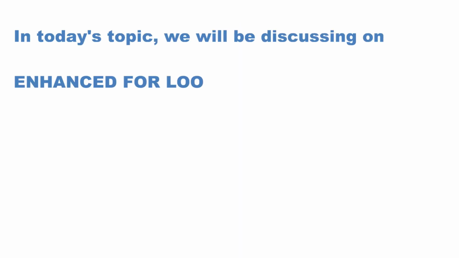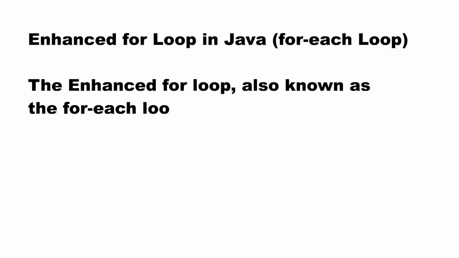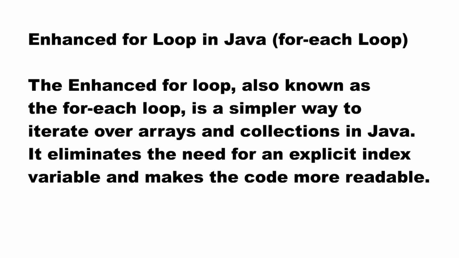In today's video we'll be discussing the enhanced for loop in Java. The enhanced for loop, also known as the for-each loop, is a simpler way to iterate over arrays and collections in Java. It eliminates the need for an explicit index variable and makes the code more readable.